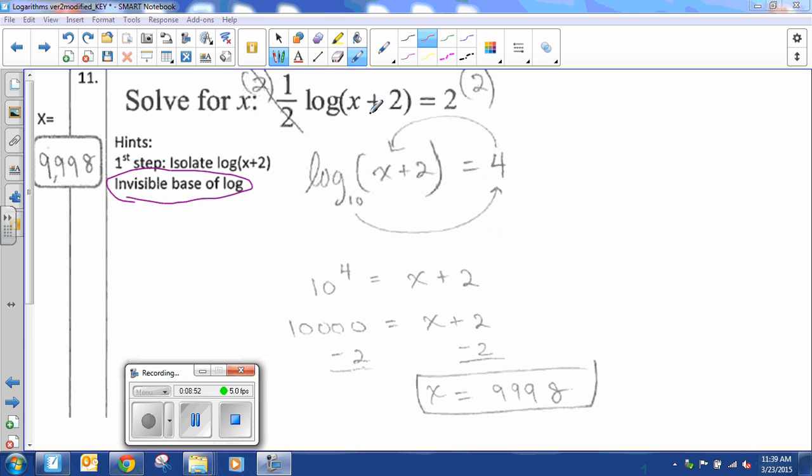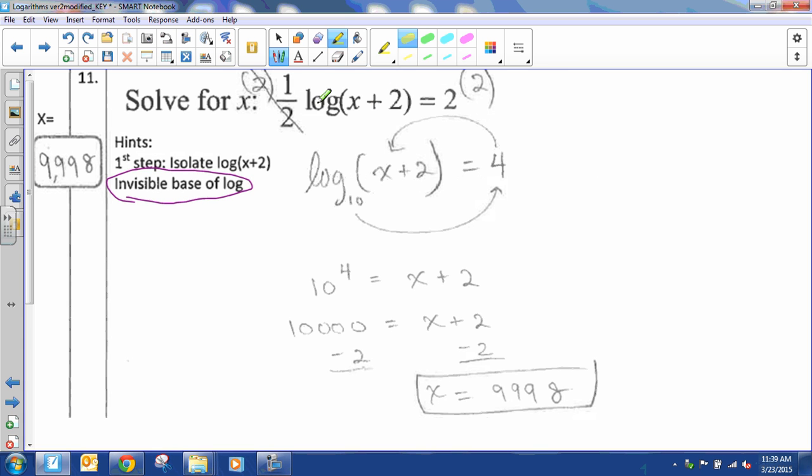Now here, you need to isolate the logarithmic expression first. So we want to multiply both sides by 2. That gives us log base 10 of x plus 2 equals 4. We go around the world. We get 10 to the 4th power equals x plus 2. 10 to the 4th power is 10,000, and we solve this one-step equation, subtracting 2 from both sides, and the answer is 9,998.